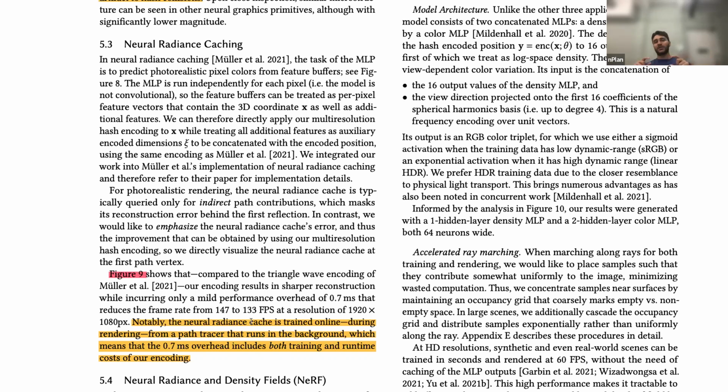And the way that it works is that they cache for each resolution separately in sequence. So actually it's 2 million times whatever the depth is, lookups. The neural radiance cache is trained online during rendering from a path tracer that runs in the background, which means that the 0.7 milliseconds overhead includes both training and runtime costs of our encoding.